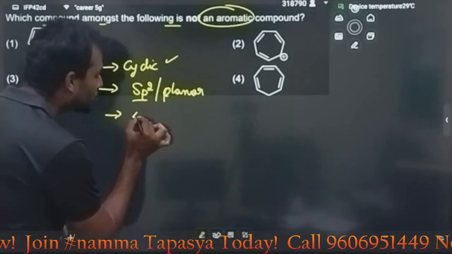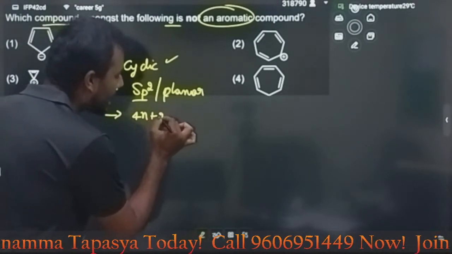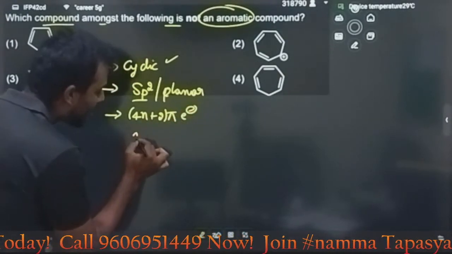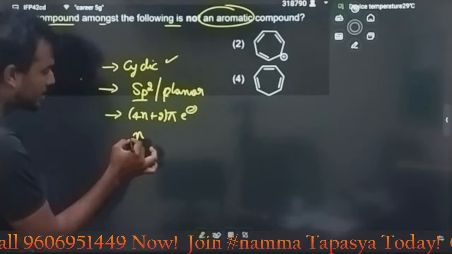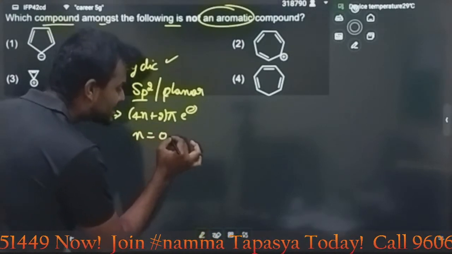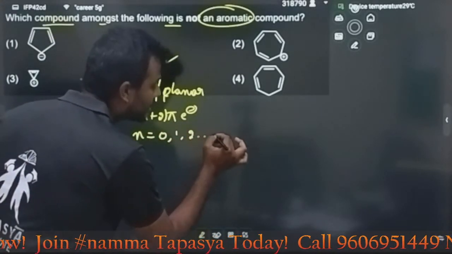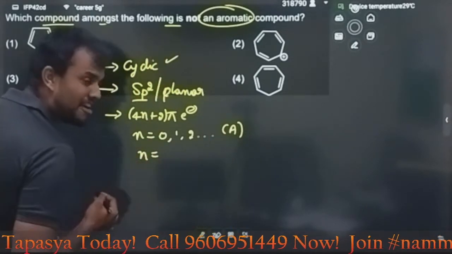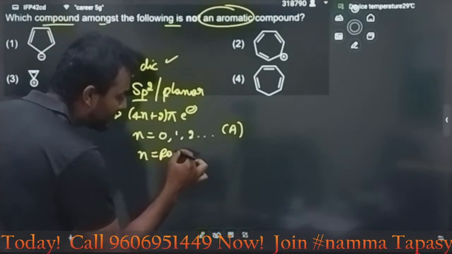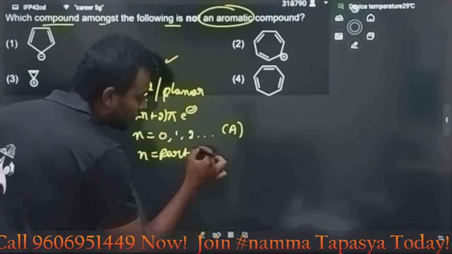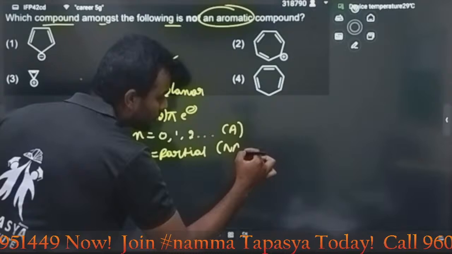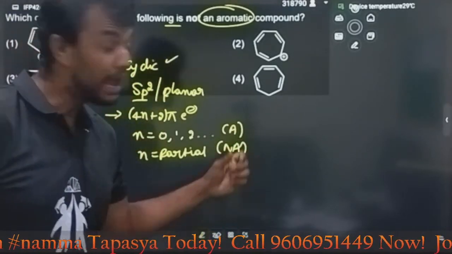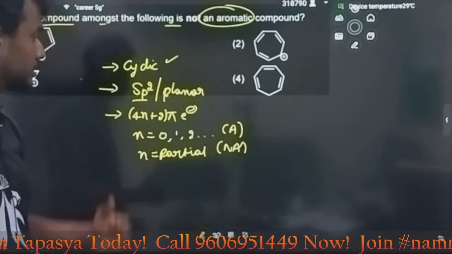We move to the Huckel rule, meaning the compound containing 4n plus 2 pi electrons in the molecule. Whenever you calculate the overall pi electrons, if the n value is 0, 1 or a whole number, then those compounds are aromatic compounds. If the n value is partial, then those are non-aromatic. Correct now? Aromatic, non-aromatic. In this condition, go with the options.